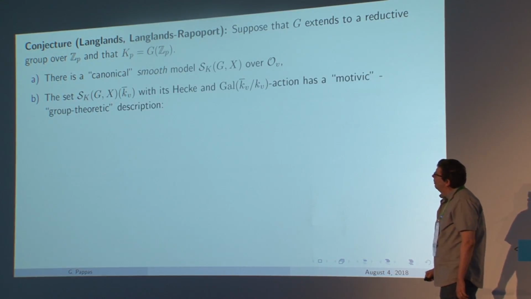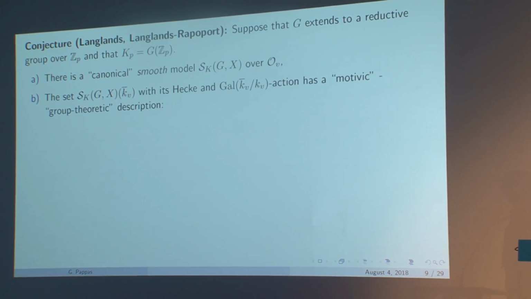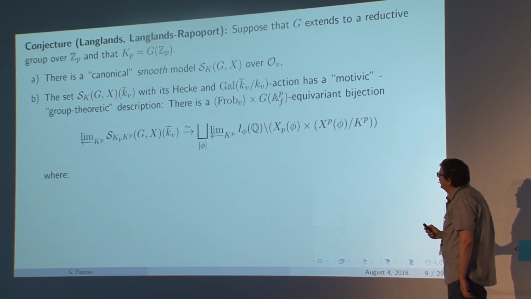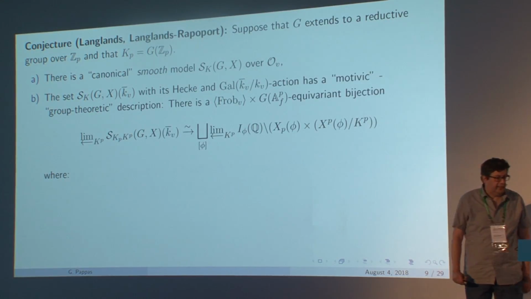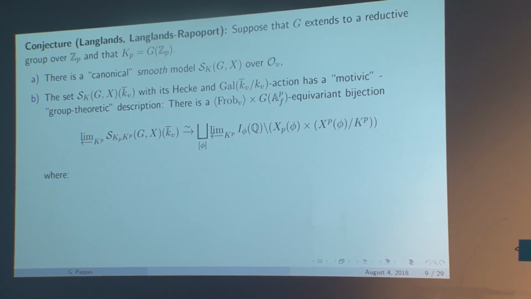And then one asks for a description of the set of points with the Hecke and the Galois action, which is pretty complicated, but I can just show you the structure of the formula that Langlands and Rapoport conjectured. It should be written as a disjoint union over these classes phi. So phi runs over isomorphism classes of what I call G pseudo-motives. Now you can think of them as isogeny classes of abelian varieties.